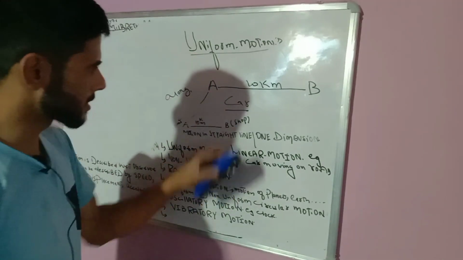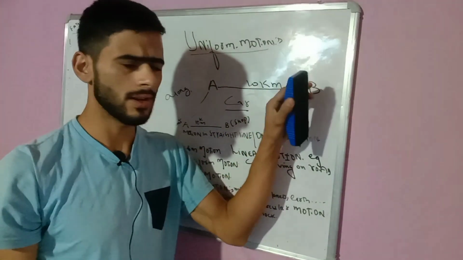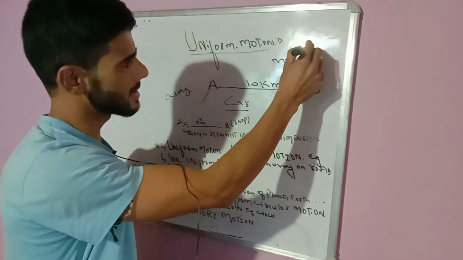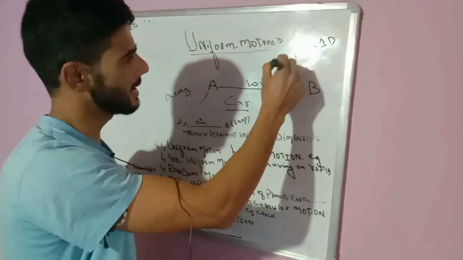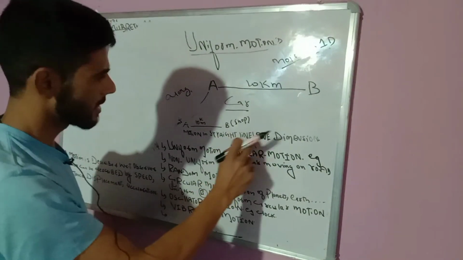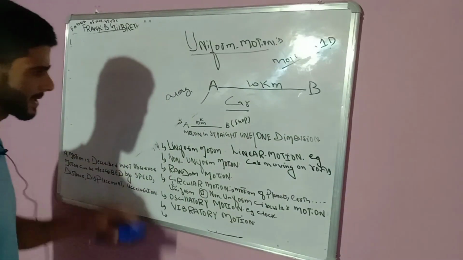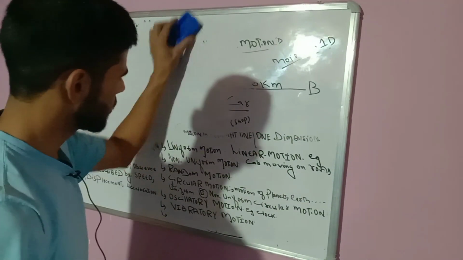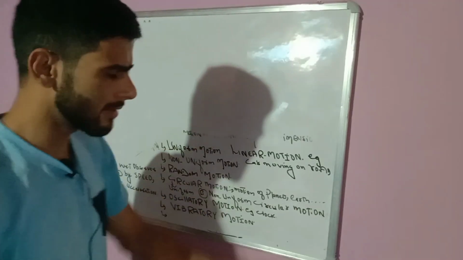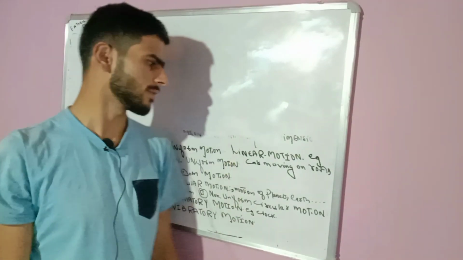So we say that this is called motion in a straight line, or motion in one dimension, that is motion in 1D. Okay, this is motion in a straight line. Next one is non-uniform motion. Non-uniform motion is that type of motion in which a body covers distance in unequal intervals of time.